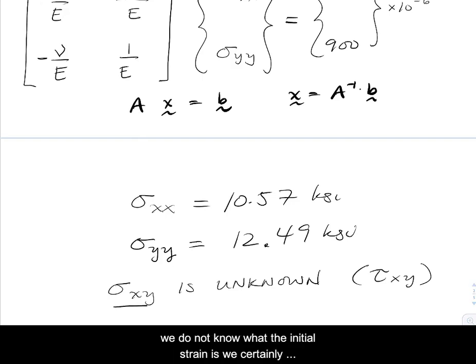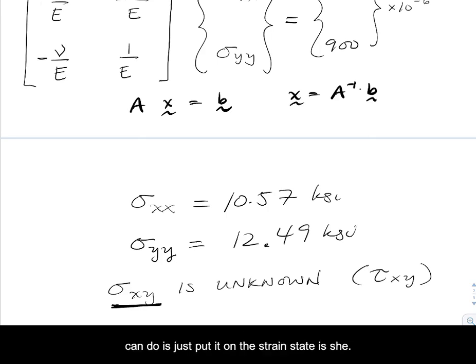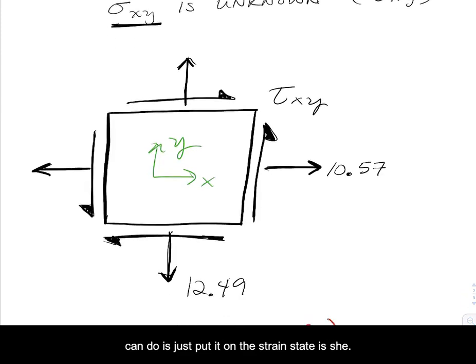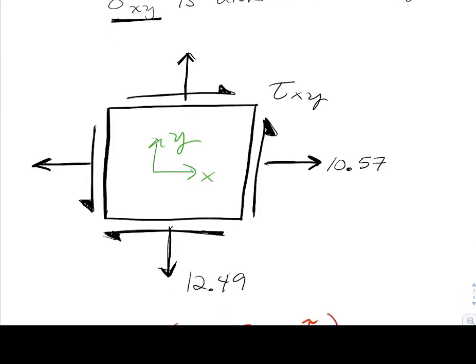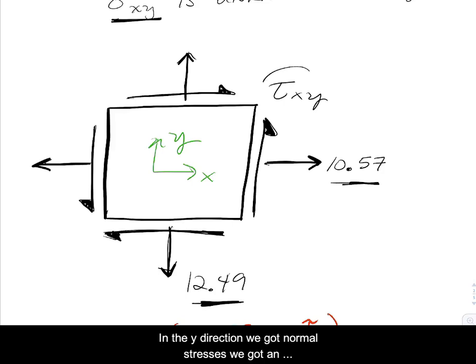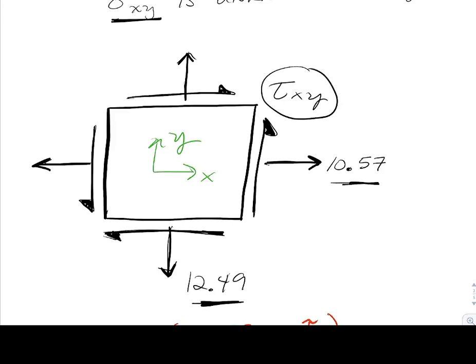However, we do not know what the initial shear stress is. We certainly don't know that it's 0. We wouldn't want to say that. What we're going to do is just put it on the stress state. It's just unknown. So then here again is our initial stress state in the x direction. In the y direction, we've got normal stresses. We've got an unknown shear stress. And we're going to be able to calculate it based on some things that were said in the problem statement.